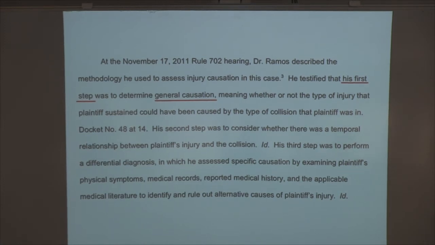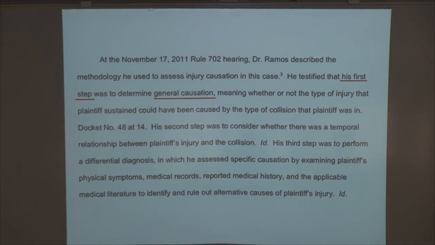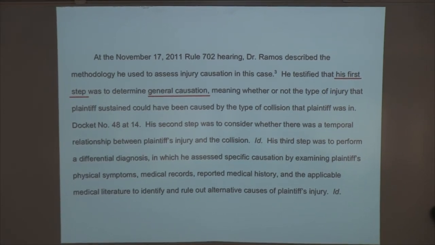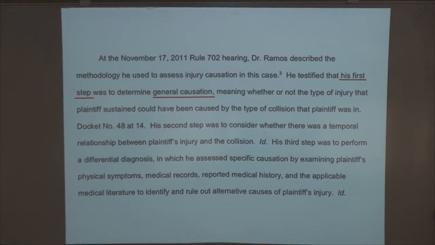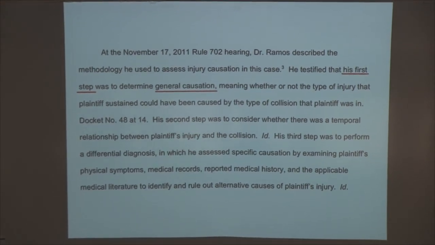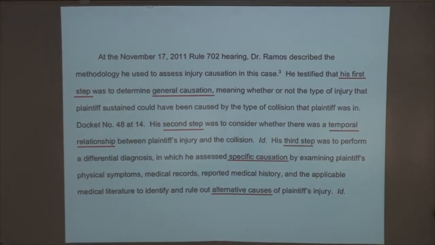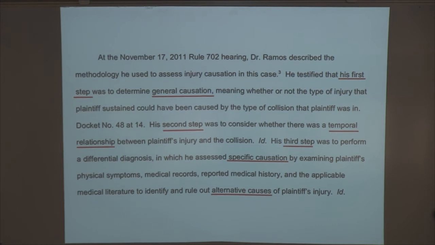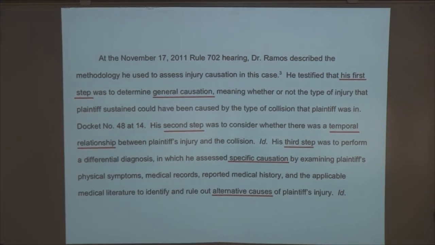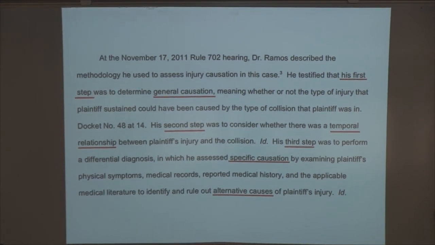And he says, I do three steps. I start with my first step, which is to look at general cause, whether or not the injury can result from the type of the collision the person was in. I looked at the timing between the crash and the onset of the symptoms. And then I look at whether there are alternative causes that are more likely relative to the crash at the same point in time.